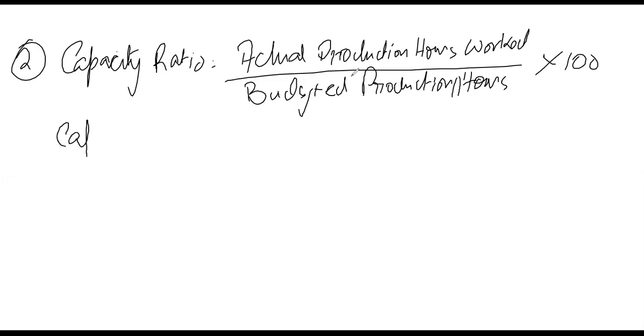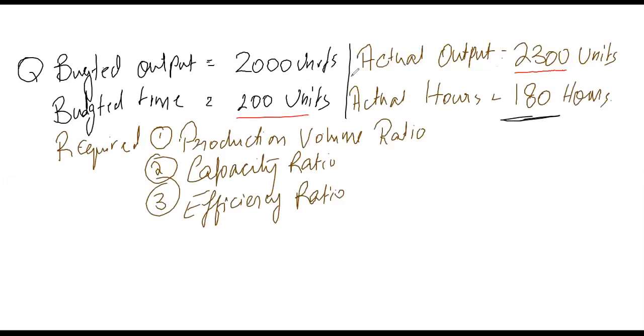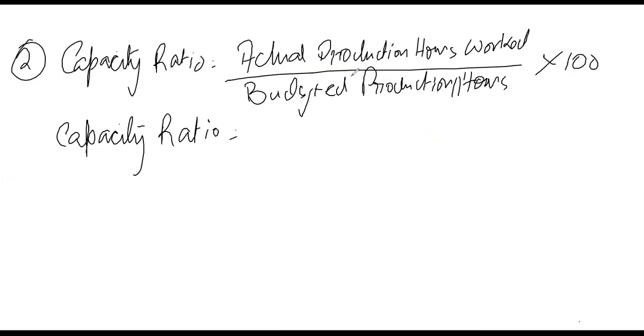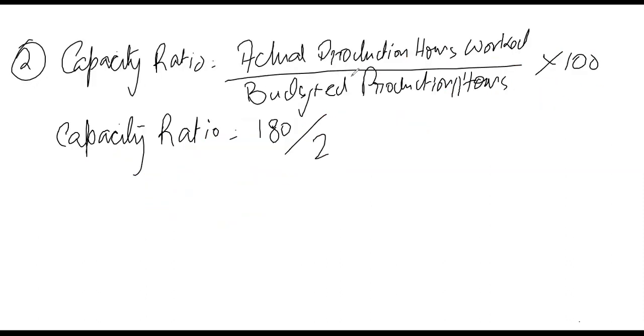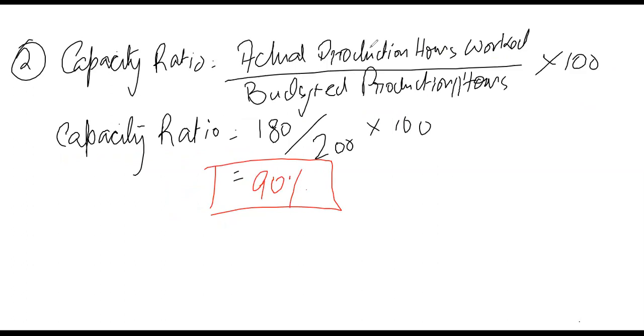So the capacity ratio in this scenario: the actual production hours worked is 180, divided by budgeted production hours, that is 200 hours, multiplied by 100. I'll be getting an answer of 90%. Now, what is the depiction of this 90%, or how do you interpret this 90%?